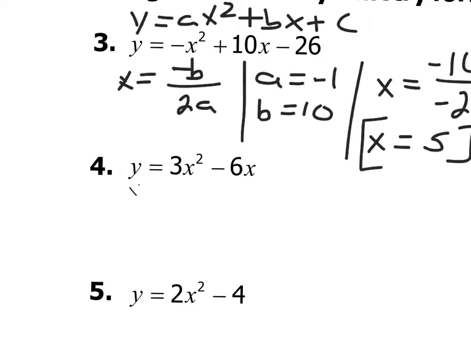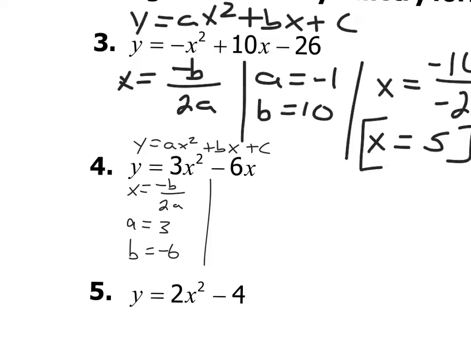Number 4. Remember, x equals negative b over 2a. That's how you find the axis of symmetry. And this is in standard form, so y equals ax squared plus bx plus c. So what number is in the a position? 3. What number is in the b position? Negative 6. So if we plug that into our formula, it would be negative negative 6, or positive 6, divided by 2 times a, which is 3. So this right here is a negative and a negative. That'll turn into a positive 6 over positive 6, which is just 1.